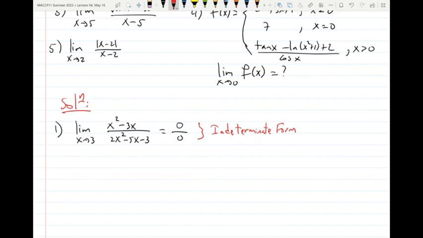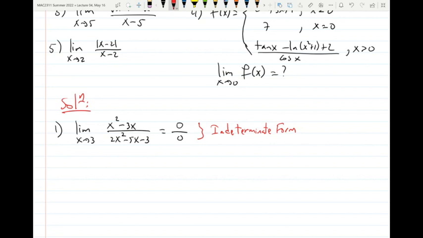Similarly, 3 is a 0 of the bottom because we're getting 0 here. So that means x minus 3 is a factor. So you can write this as x minus 3 times something. So you factor top and bottom, you cancel the x minus 3's, and then take the limit again. If there is no more x minus 3 as a factor, you're not going to get 0 anymore, right? And then you compute, and you will get the result.